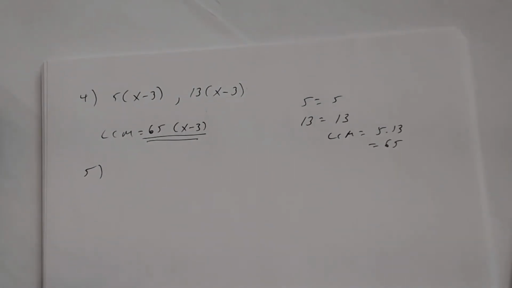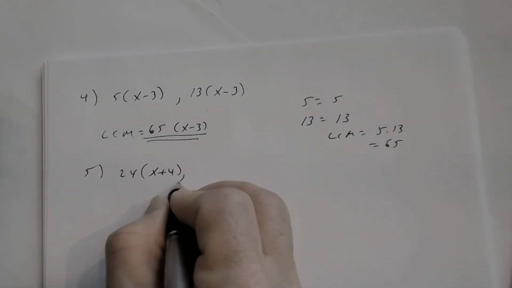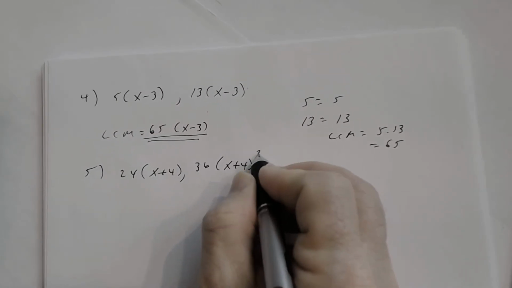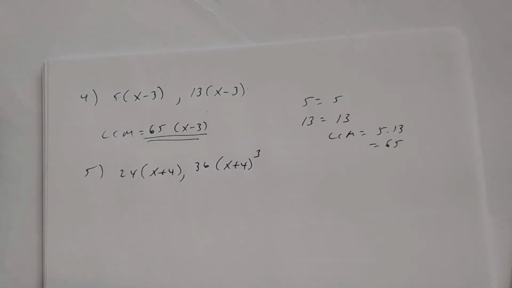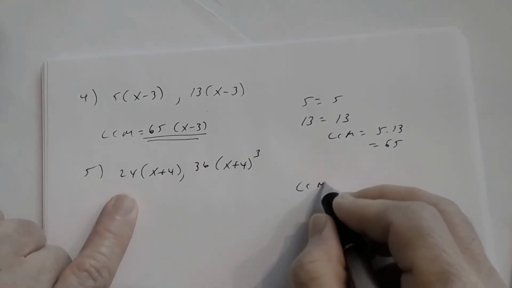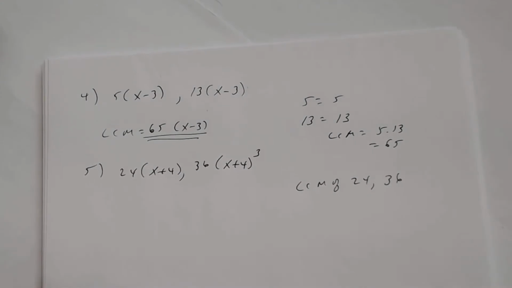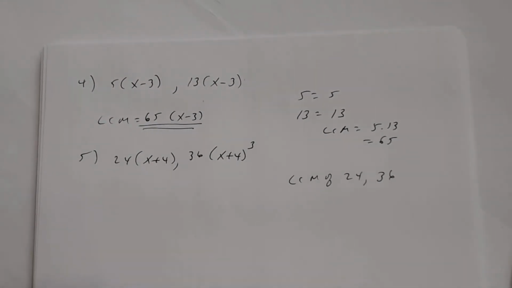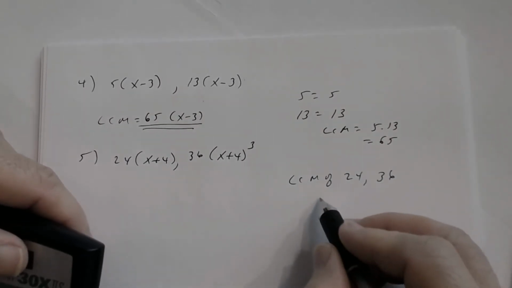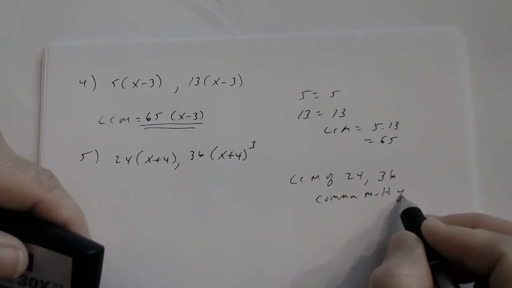Number 5, we have 24 times x plus 4, comma, and then 36 times x plus 4 cubed. So let's go ahead and start with the coefficients. The least common multiple of 24 and 36. If you want to think about this in terms of the common multiples of 36, you can. Here's what you would do.